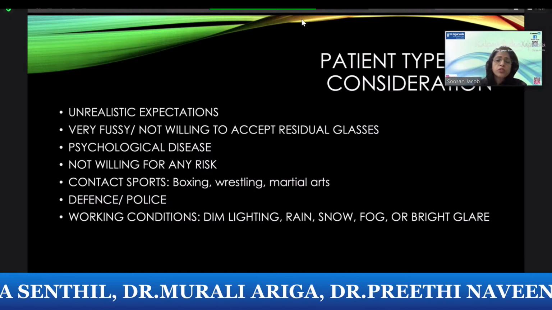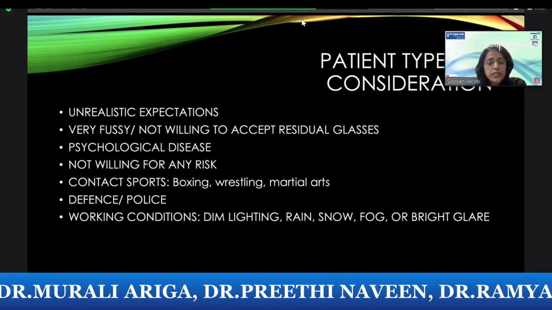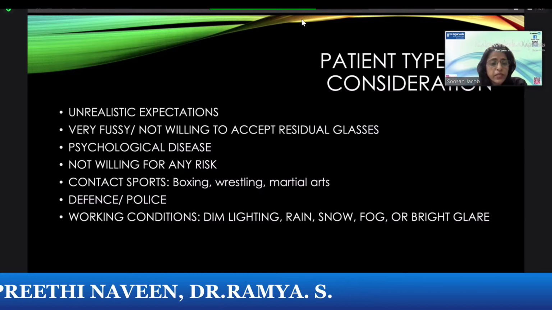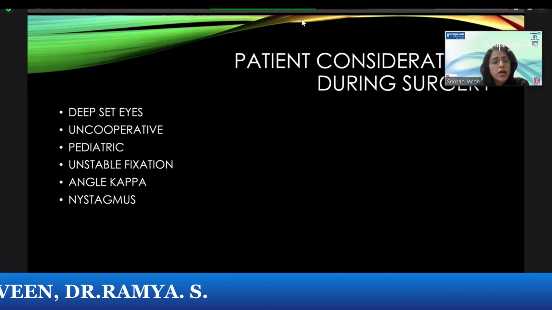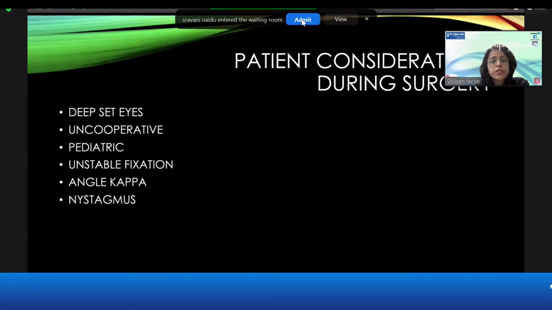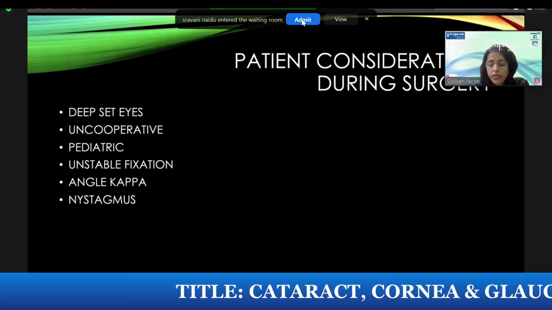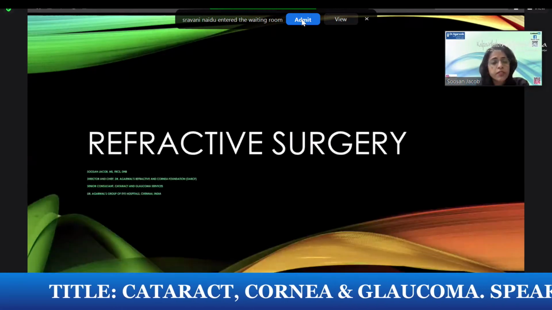Contact sports such as boxing, wrestling, martial arts, etc.: you may not do a LASIK. Instead, you may do a PRK or a SMILE, as Ramya was just talking about. Defense, police, also similar things. And working conditions are other things that you have to think about. Specifically, when you come to the patient, look at whether the patient has a deep-set eye or is uncooperative. If it's a child, unstable fixation, a large angle kappa, nystagmus, these are all things where you might have to change your approach a bit to the refractive surgery.